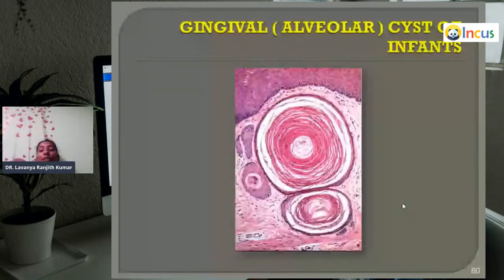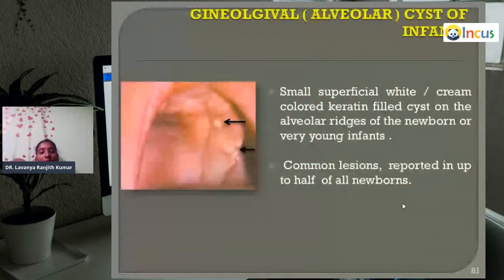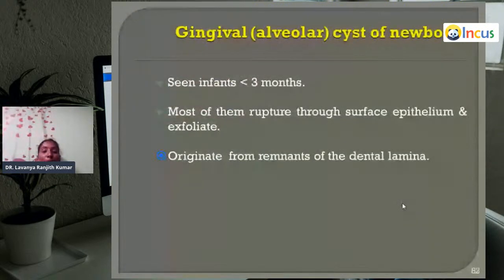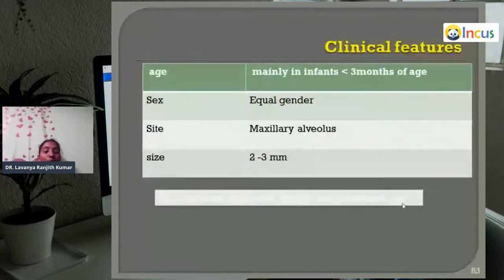Coming back to the gingival cyst of infants, this is also called alveolar cyst of infants. These are small, superficial, white to cream-colored, keratin-filled cysts on the alveolar ridges of newborns or very young infants. Common lesions reported to occur in half of all newborns. Gingival cyst of newborn is more common and becomes very rare by 3 months of age, and most of them erupt through the surface epithelium and exfoliate. Others originate from remnants of dental lamina. Both genders are equally affected, mostly the maxillary alveolus is involved, and size will be 2 to 3 mm.